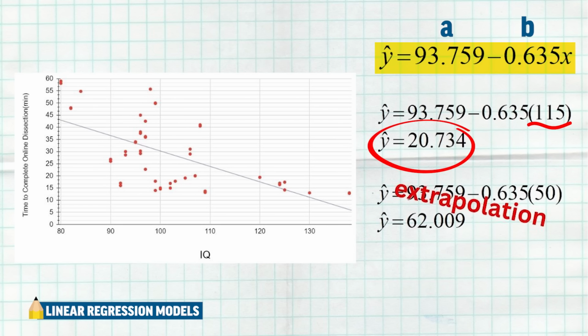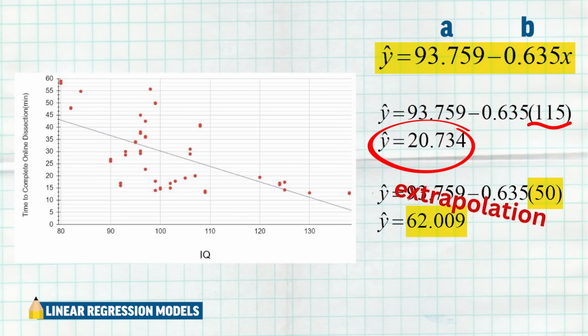Extrapolation is trying to make predictions for data that's outside of your data range. So here I tried to input 50. Again, nothing was stopping me from plugging in 50. A student could certainly have an IQ of 50, and I could plug 50 in, and I got a predicted value of about 62 minutes. But why is this called extrapolation, and why is this not recommended?